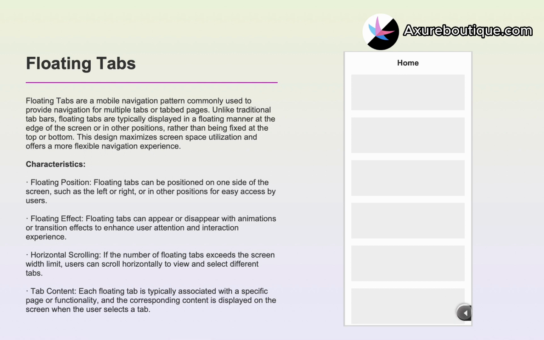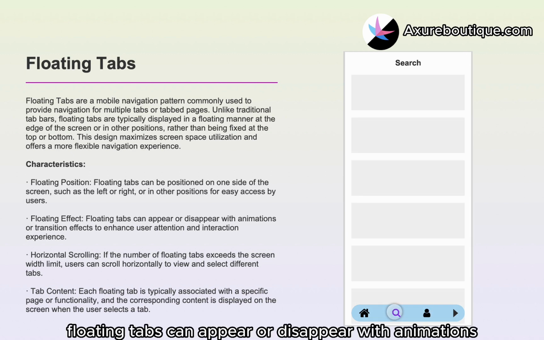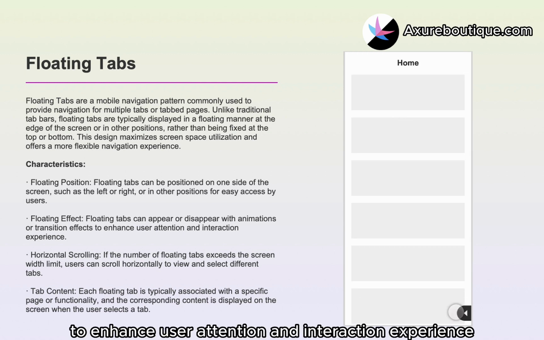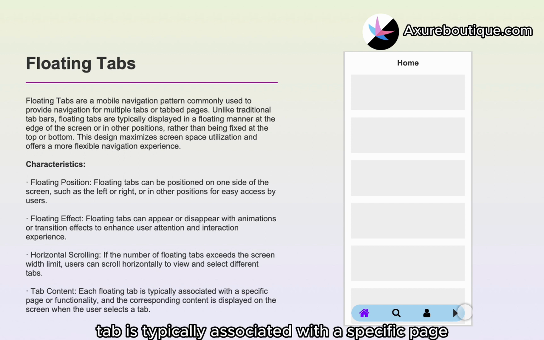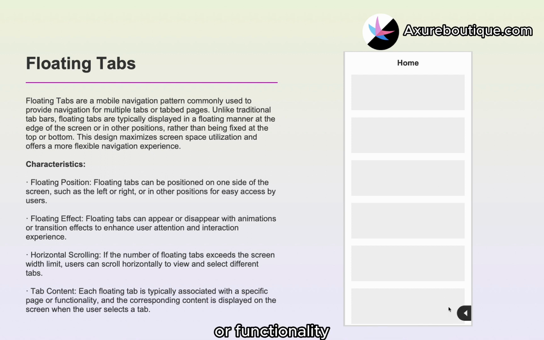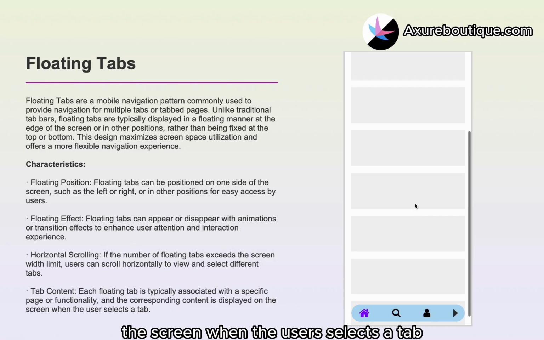Characteristics: floating position. Floating tabs can be positioned on one side of the screen, such as the left or right, or in other positions for easy access by users. Floating effect. Floating tabs can appear or disappear with animations or transition effects to enhance user attention and interaction experience. Tab content. Each floating tab is typically associated with a specific page or functionality, and the corresponding content is displayed on the screen when the user selects a tab.